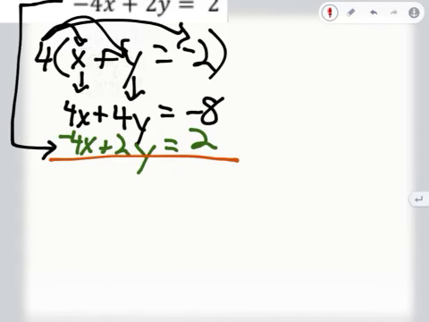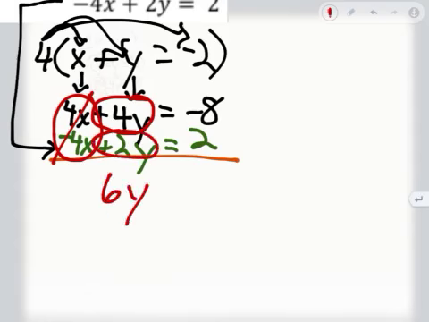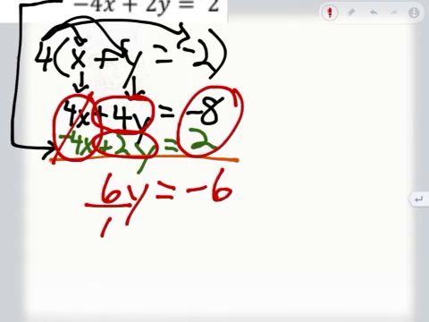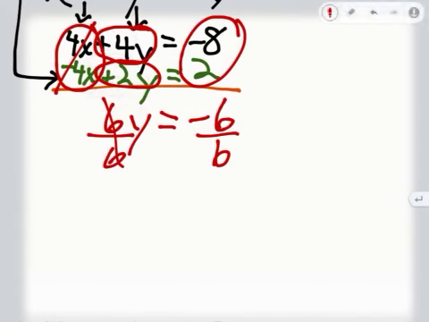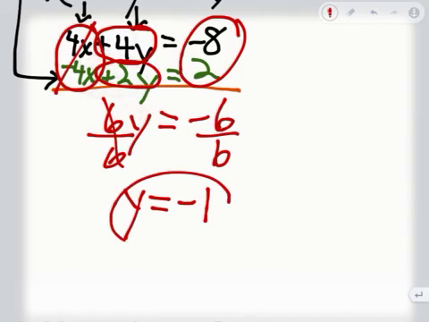I have a negative 4x and a positive 4x, and they cancel each other out. A positive 4y and a positive 2y give me a positive 6y when I combine them. A negative 8 and a positive 2 give me a negative 6. Now I get y by itself by dividing both sides by 6, and I'm left with y equals negative 1. So that's half my answer.